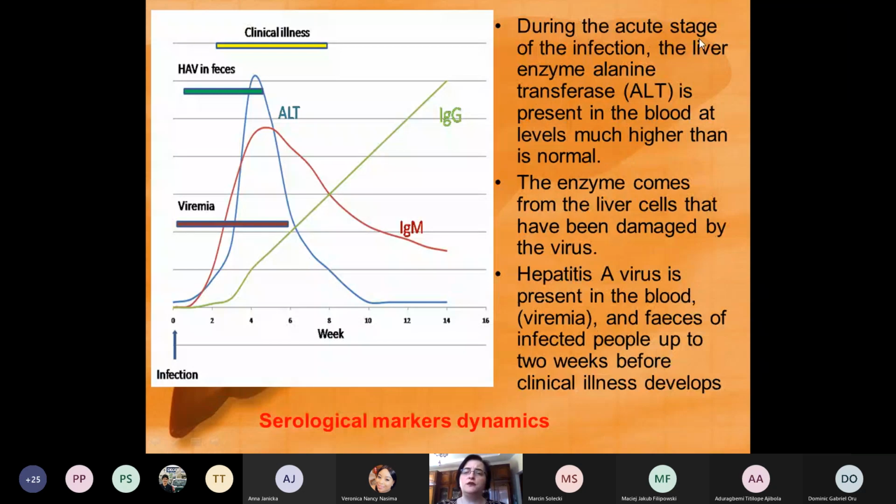During the acute stage of the infection, the liver enzyme alanine aminotransferase, what you can see, the blue line, is present in the blood at levels much higher than normal. The enzyme comes from the liver cells that have been damaged by the virus. Hepatitis A virus is present both in blood and in feces. In blood, maybe a little earlier. You see, viremia, yes, viremia, and in feces, HAV in feces, up to 2 weeks, you see, before clinical manifestation.